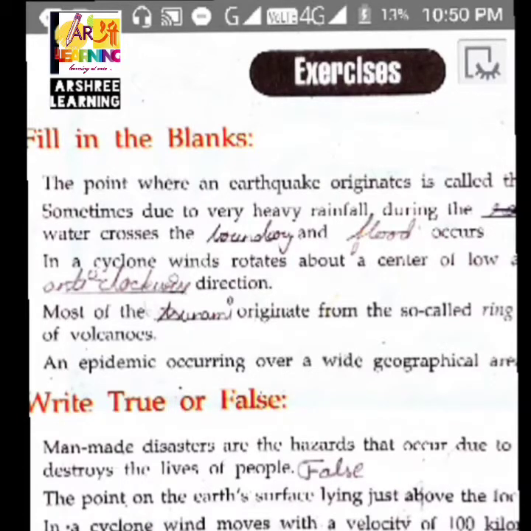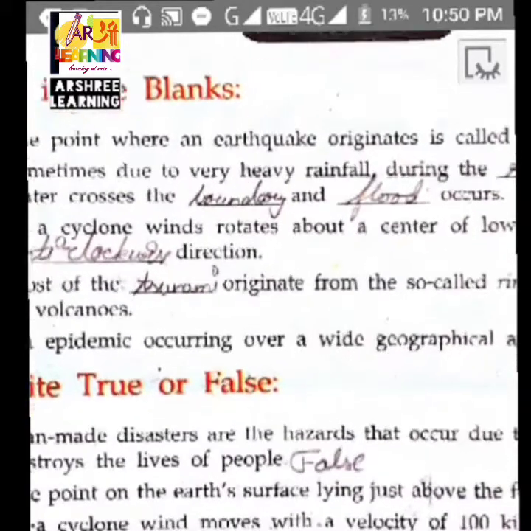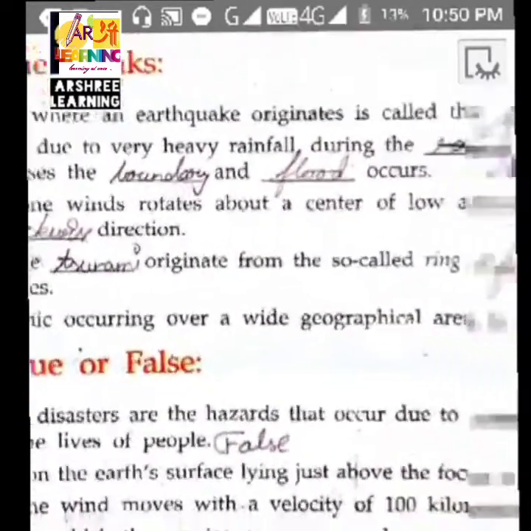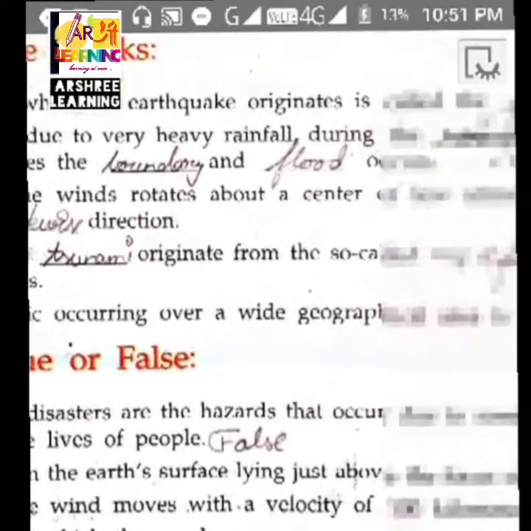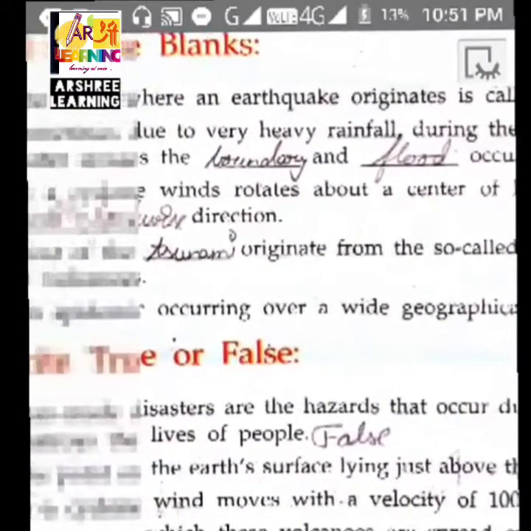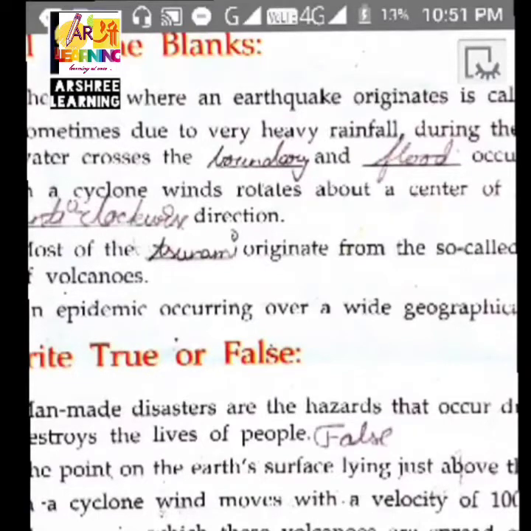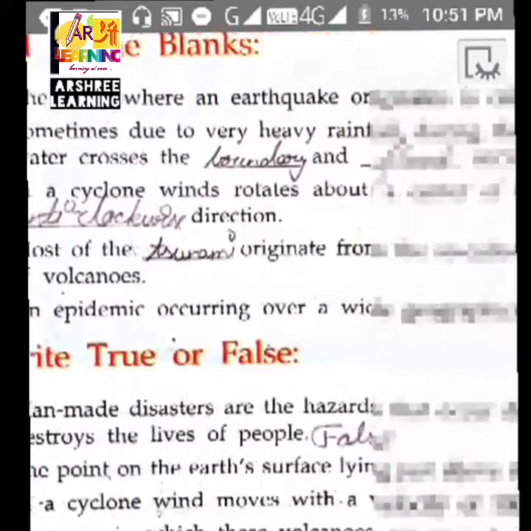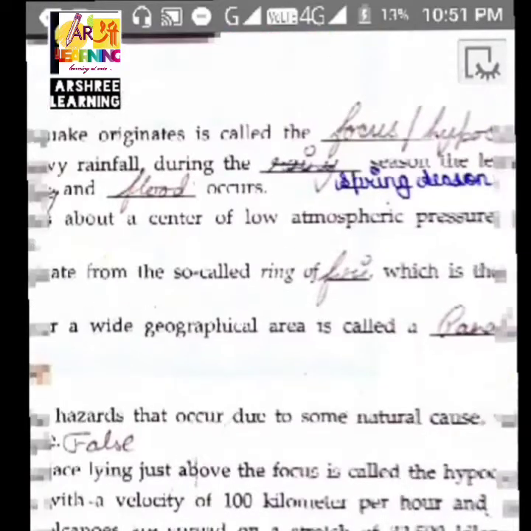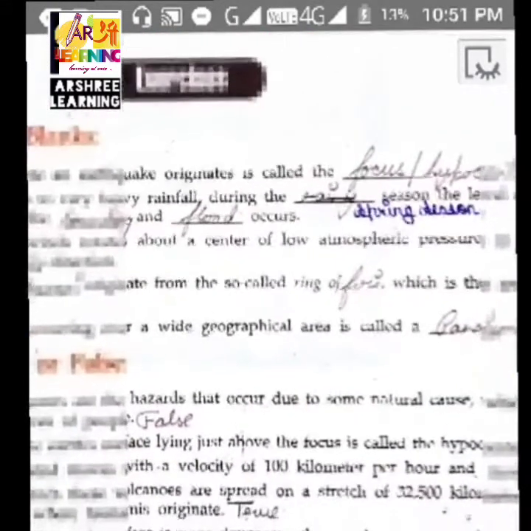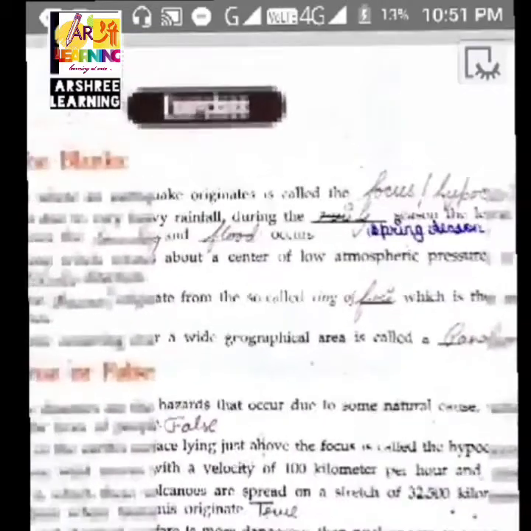In a cyclone, the winds which move fast rotate about the center of low atmospheric pressure and they move in the anti-clockwise or counterclockwise direction. Next, most of the tsunamis originate from the so-called ring of fire. Ring of fire is a place on the earth where there are more volcanoes. An epidemic occurring over a wide geographical area is called a pandemic, just like I gave the example of the corona pandemic.